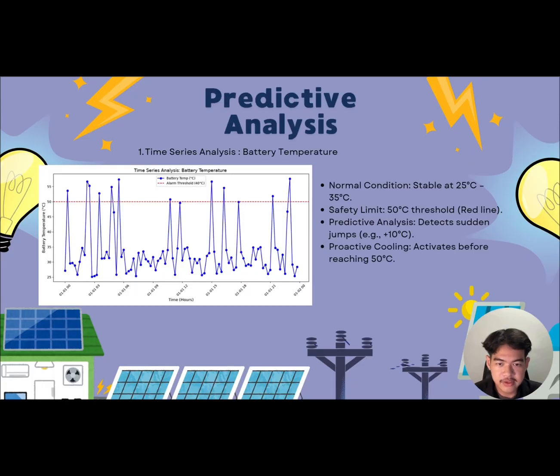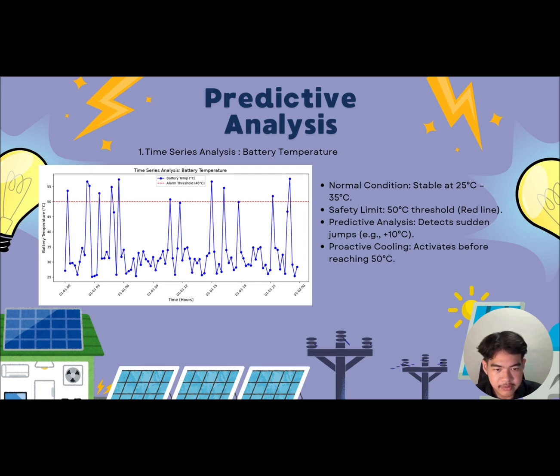Moving on to predictive analysis, first we're going to see the time series analysis for battery temperature. So this graph shows the battery temperature over time. Normally it is stable between 25 and 35 Celsius, but sometimes it spikes past our 50 Celsius safety limit, and it is shown by the red line.